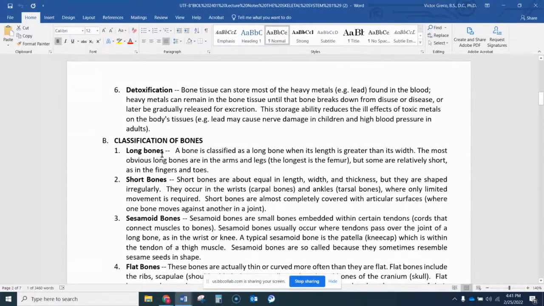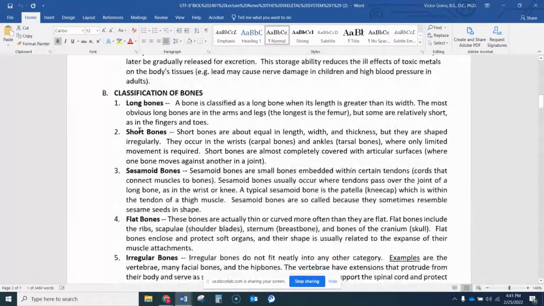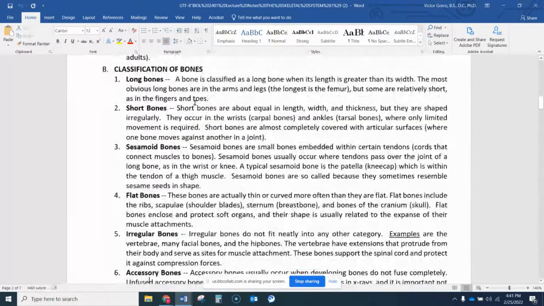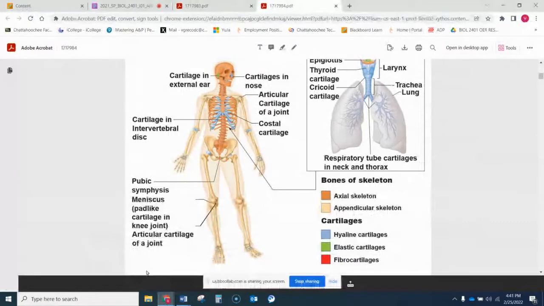All right, so let's look at how we classify bones according to shape. You can see there's long, short, sesamoid, flat, irregular, and some accessory bones. I'm not going to read through all of these, but I'm just going to touch on a couple things here. One, long bones. I'll use a picture. Long bones are only found in the limbs.